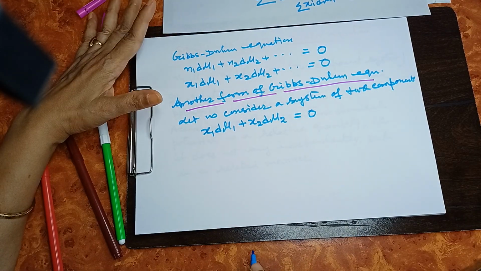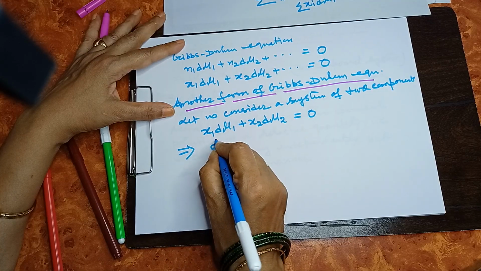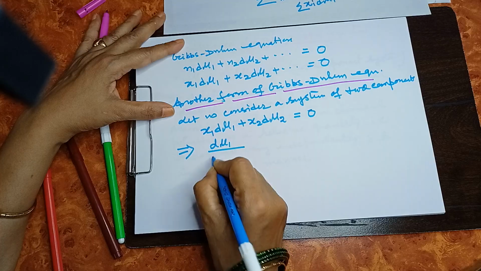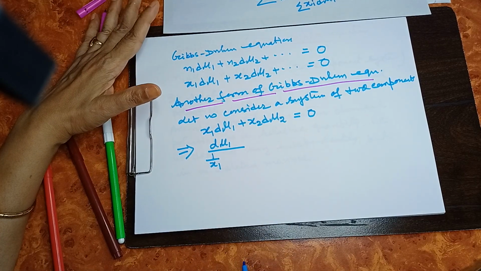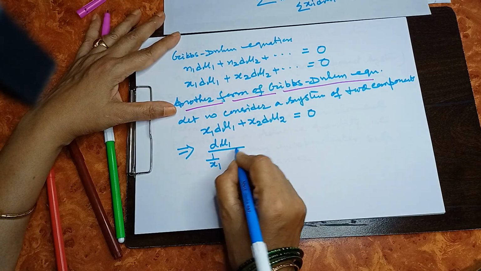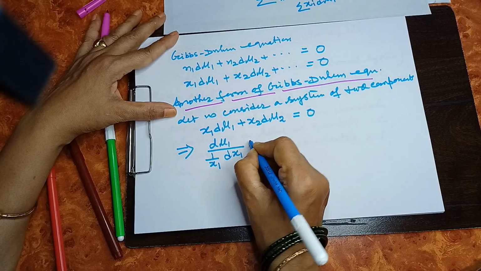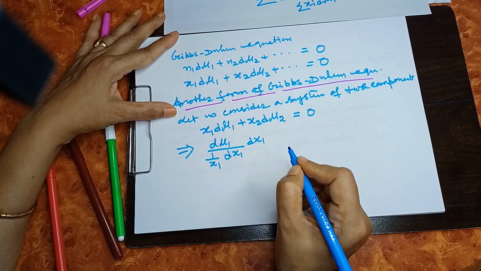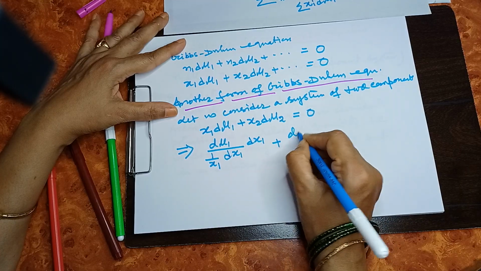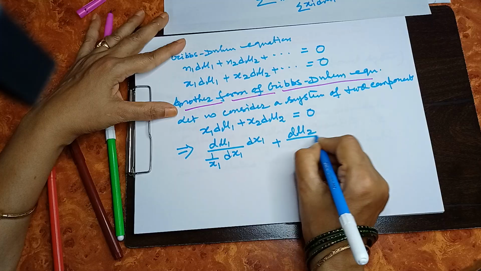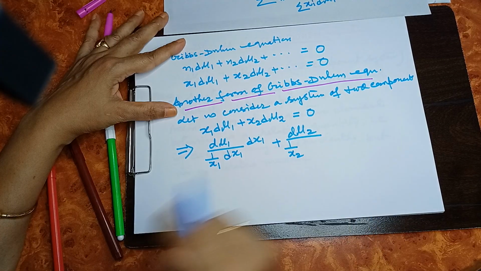Fine. Now this one I can write like this: d mu1 by 1 by x1, and here I'll divide and multiply by dx1, and here dx1. I can write it plus this one, d mu2 divided by 1 by x2. This x2 will go up.